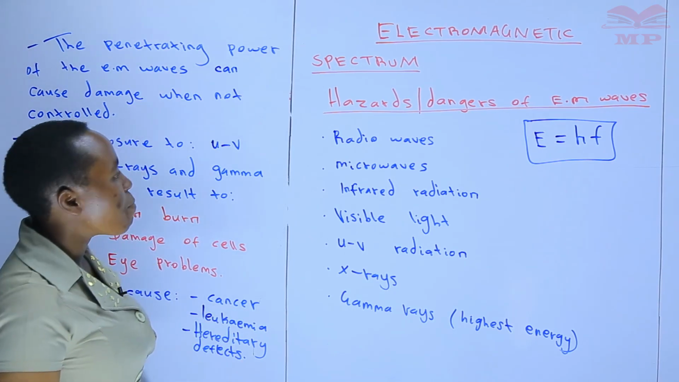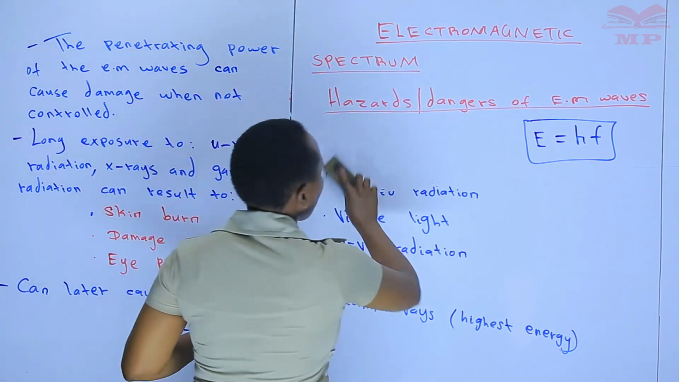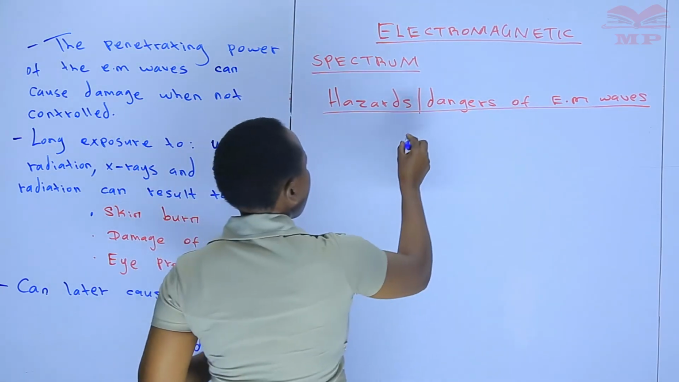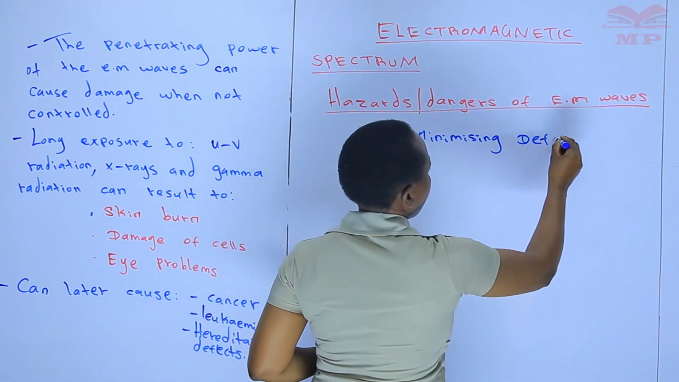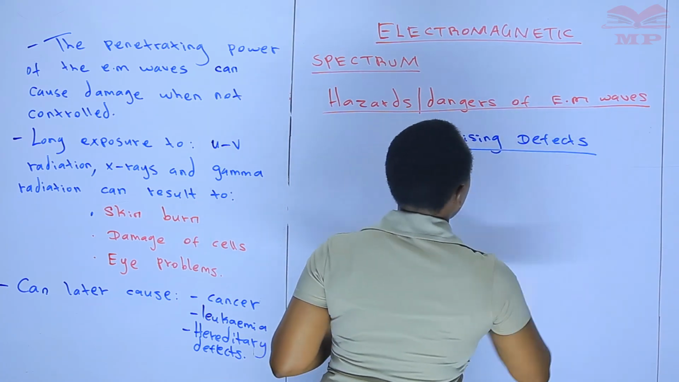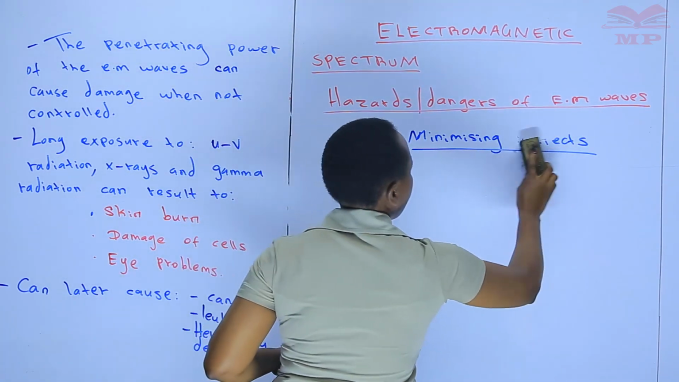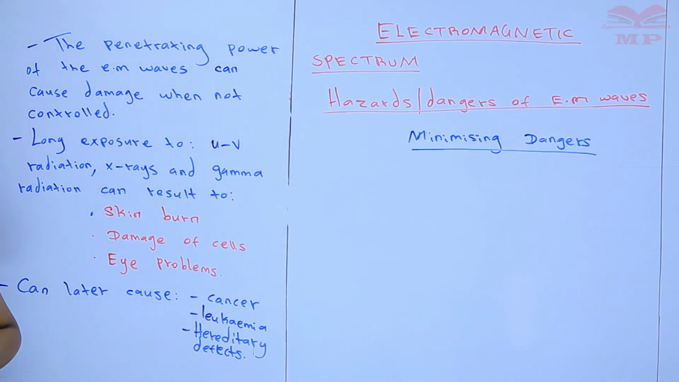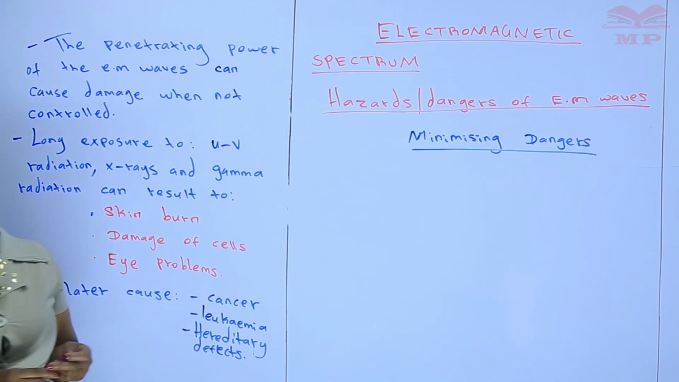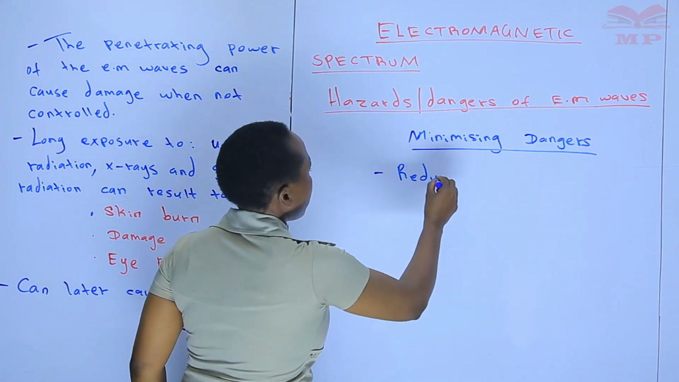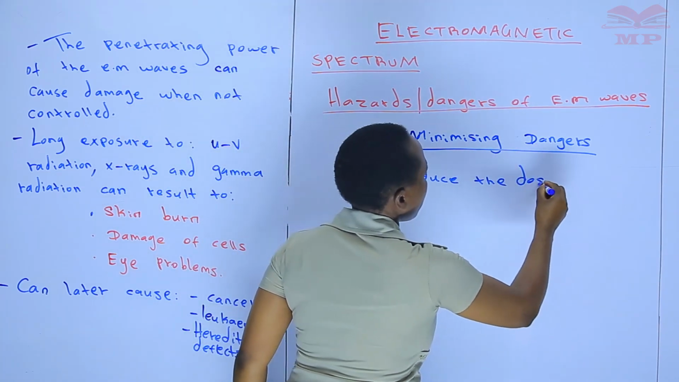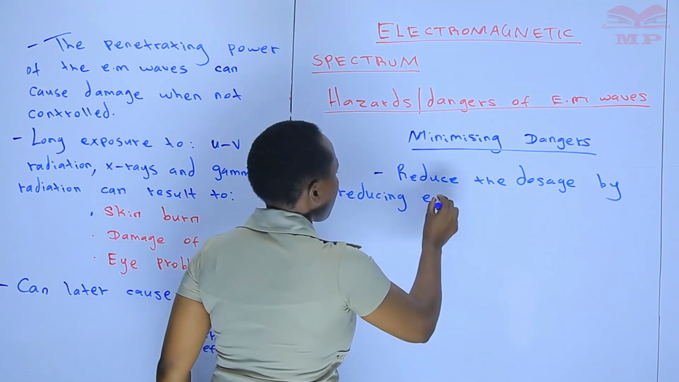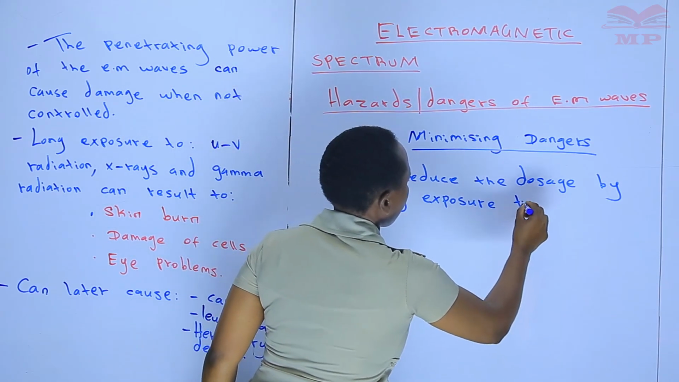Now, how can we minimize these defects? So we need to know how to minimize these defects, or minimize these dangers. I've mentioned a few. I've said that one of the ways in which we can minimize is to reduce the dosage by reducing the exposure time.